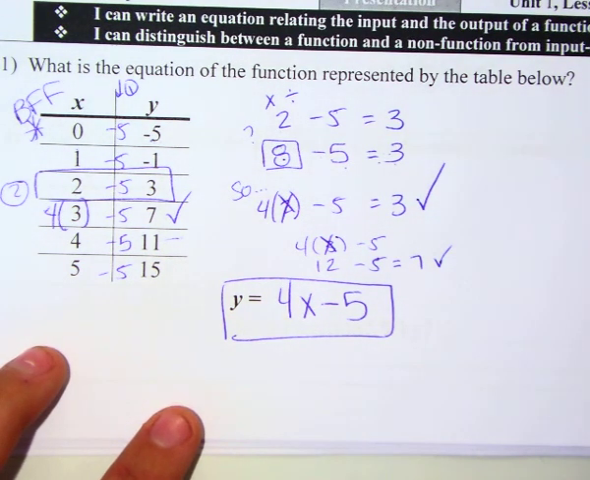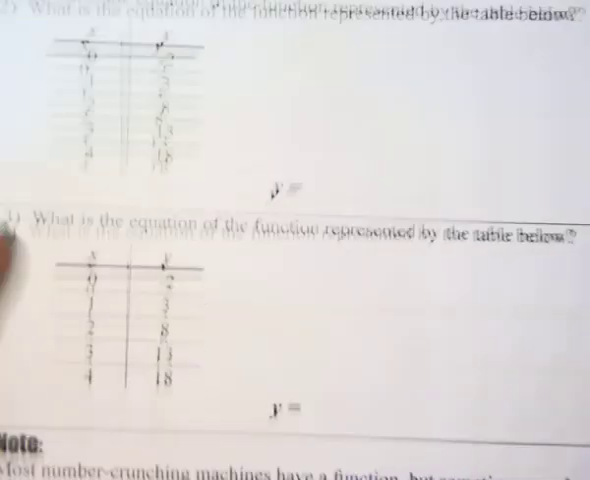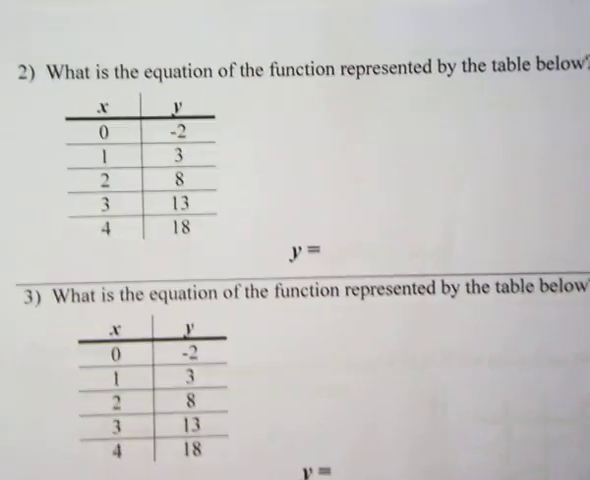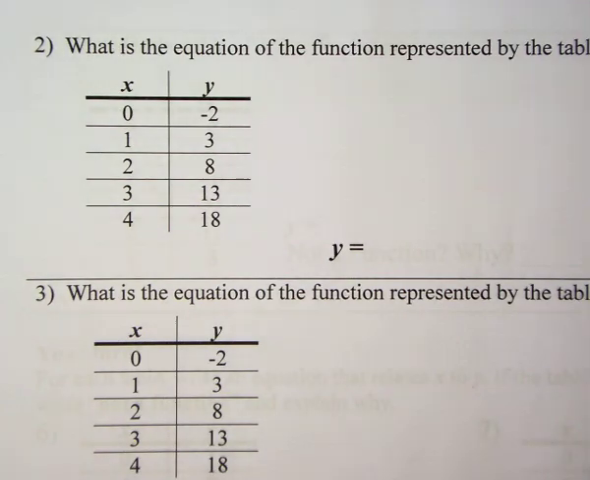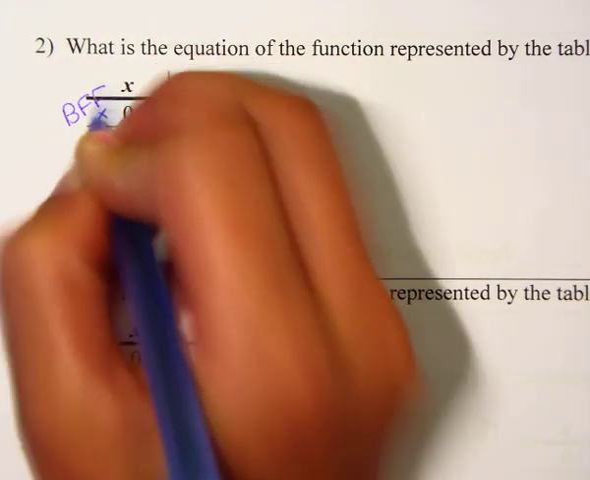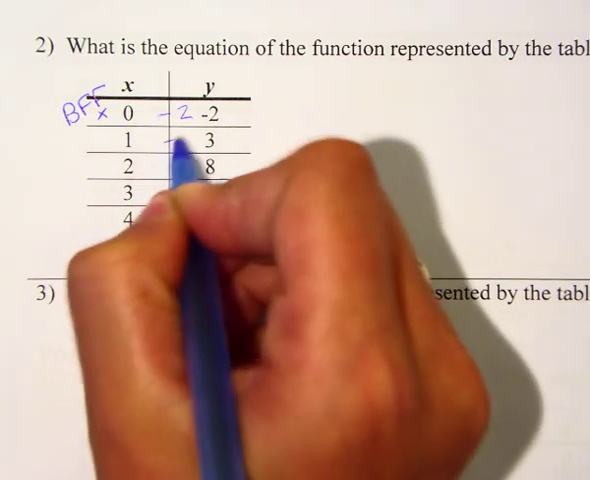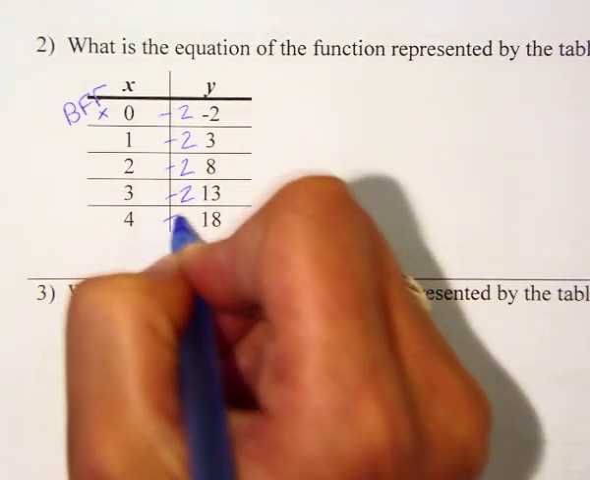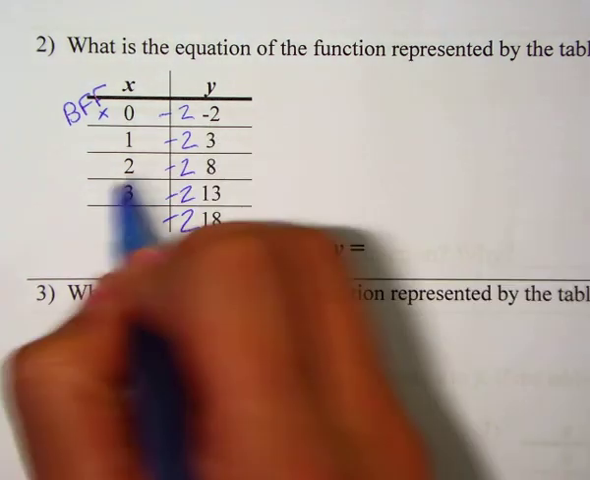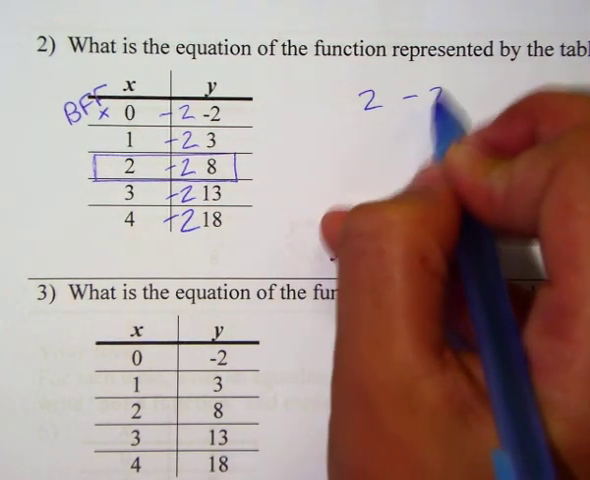Okay. I'm going to do one more example like that. Number 2. Okay, what's the equation of the table? Again, you're first going to start with your BFF, your best friend forever, 0. Because 0 tells you to subtract 2. Then I'm going to choose a row. I like dealing with 2's, so I'm going to choose the 2, 8. I'm going to rewrite it.